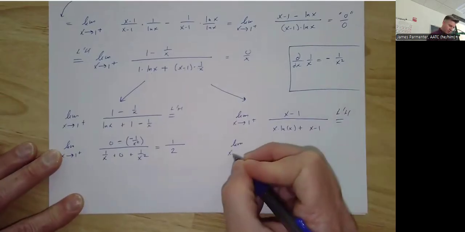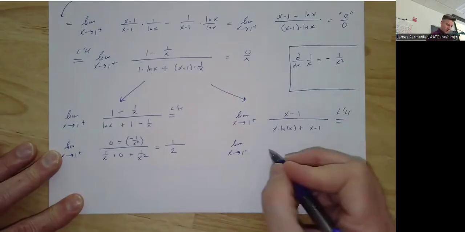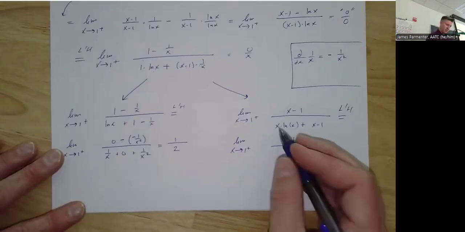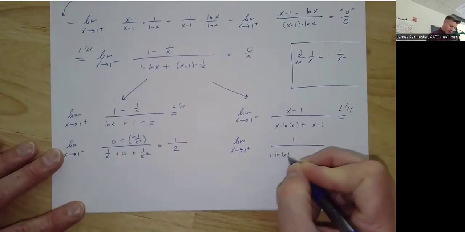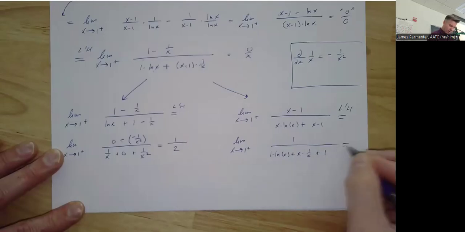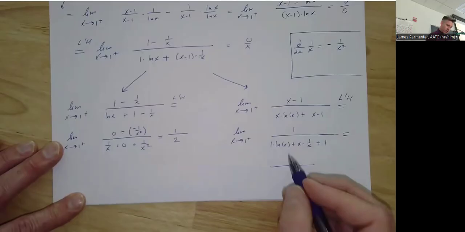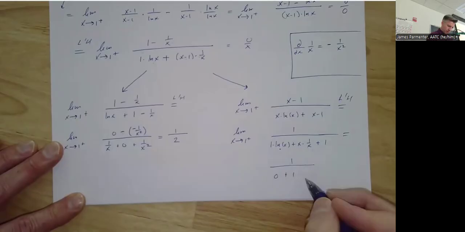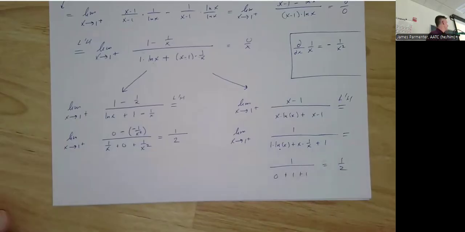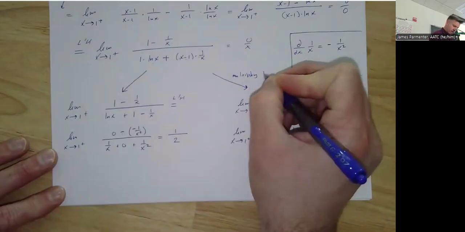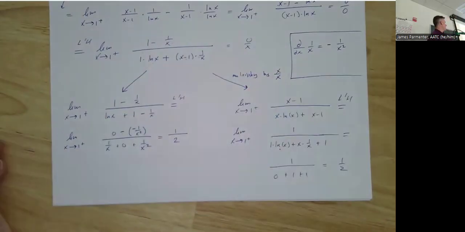Then if I use L'Hopital's rule here, the derivative of the top is 1 minus 0. The derivative of the bottom, I use the product rule, so that's probably not better. I get 1 times natural log of x plus x times 1 over x plus 1 minus 0. Plugging in 1, I get 1 over natural log of 1, which is 0, plus 1 times 1 over 1, which is 1, plus another 1. I still get 1 half. So it is totally okay to do that simplification where I multiply the top and bottom by x over x. But it probably wasn't super necessary.